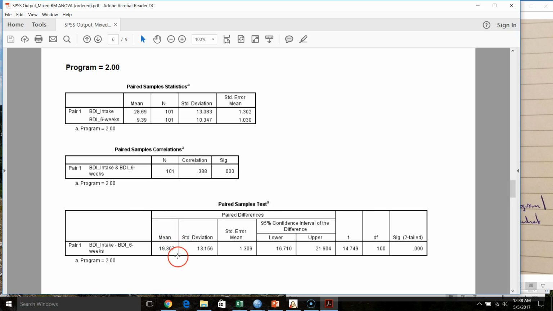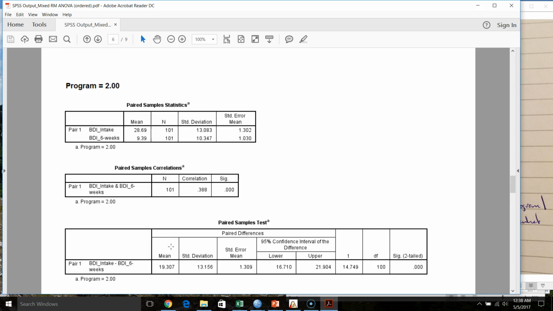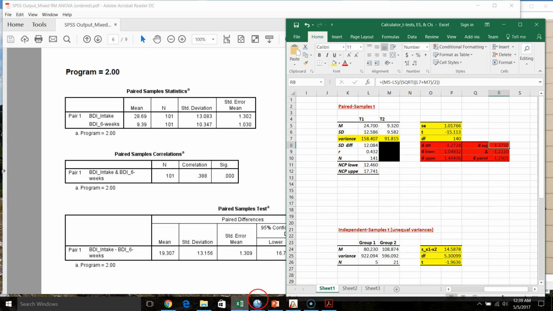If we look at just the raw reduction and corresponding confidence interval, we've got a mean reduction of 19.3, which suggests some greater reduction, at least in terms of absolute value relative to Program 1, and then our 95% confidence interval around the point estimate of this mean change ranges anywhere from close to 17 to 22 point reduction in the population of individuals receiving treatment in Program 2.